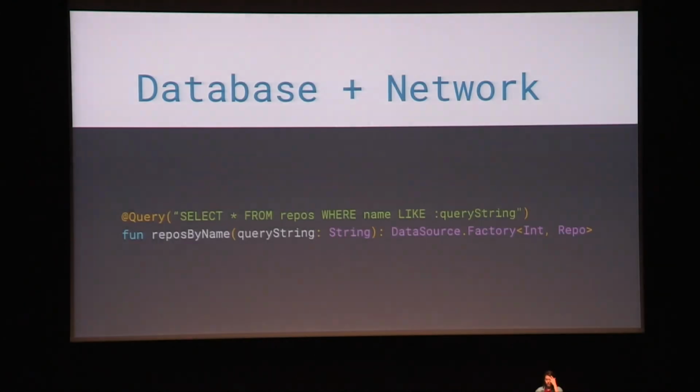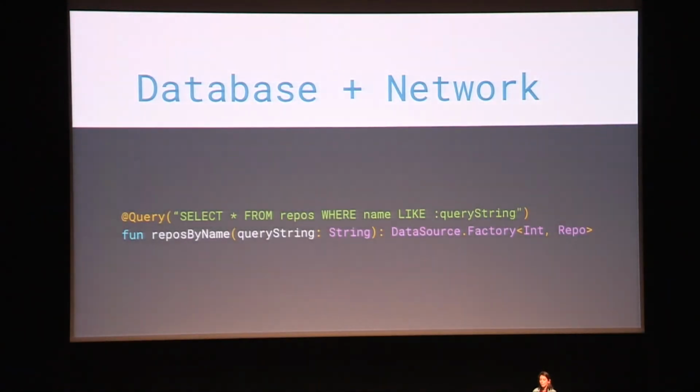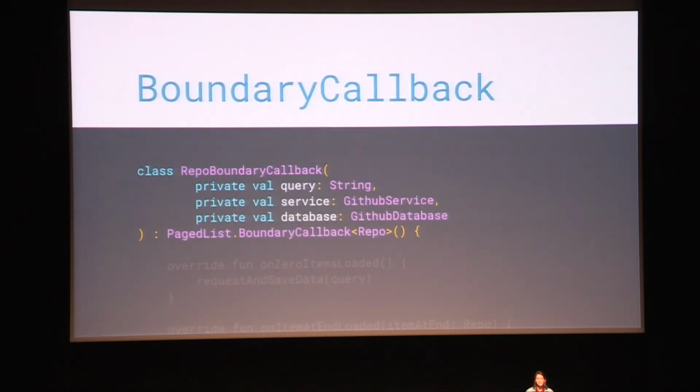So this is what we need to do. We would still work with Room for returning a data source factory. But there's one new component that we need to add, and this is the boundary callback. The boundary callback will be the one that informs us when either there was nothing in the database or we reached the end of the list in the database.